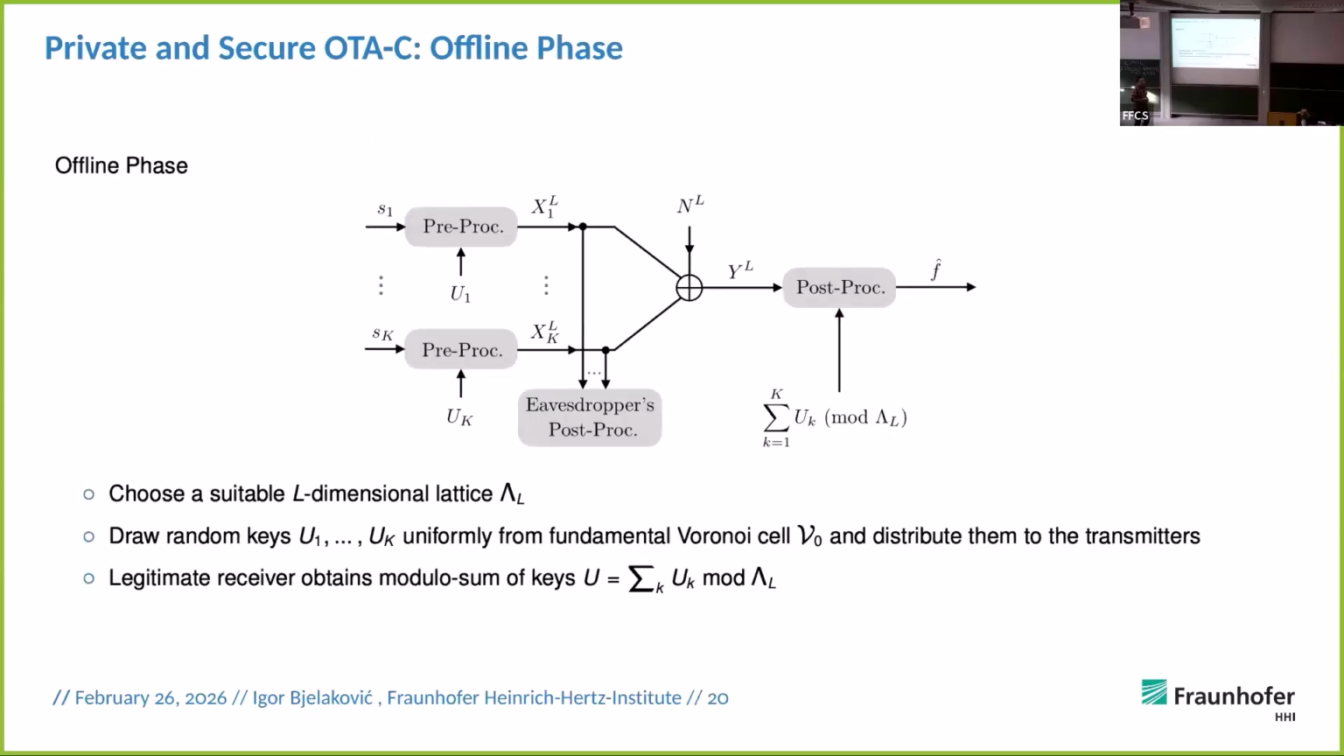We just took these construction A random lattices, and then used as keys the randomization over Voronoi cells for each user. And as a key for the receiver, you take the modulo sum of these randomizations. So it's pretty easy to see that it's secure and private. The big deal to show is that it's reliable. So that's the difficult part here.